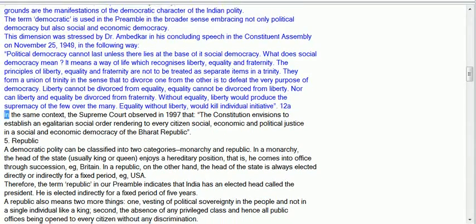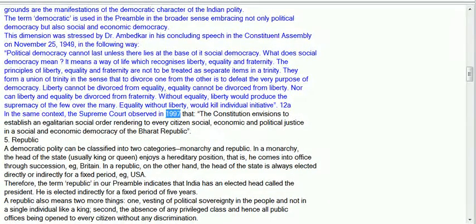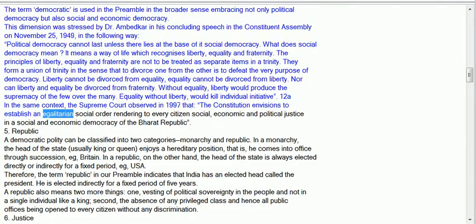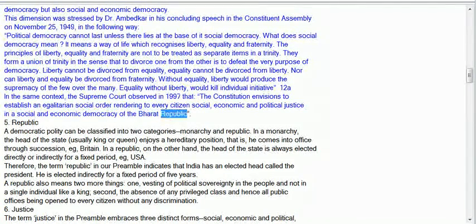In the same context, the Supreme Court observed in 1997 that the Constitution envisions to establish an egalitarian social order rendering to every citizen social, economic, and political justice in a social and economic democracy of the Bharat Republic.